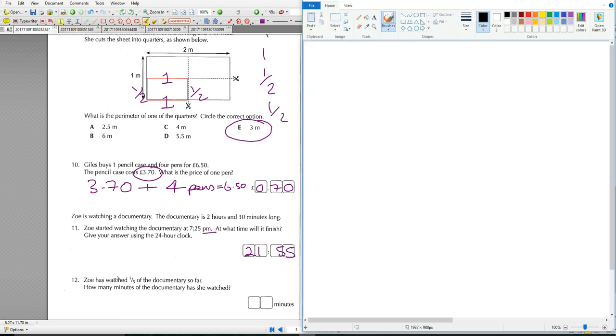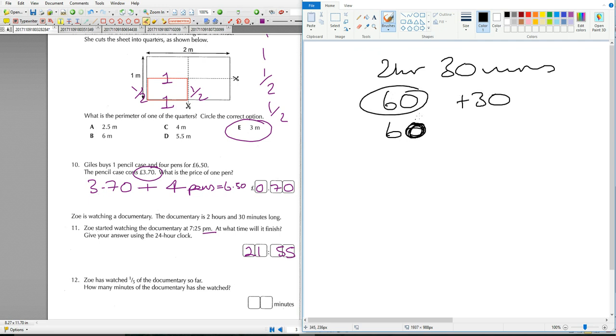Zoe has watched 1/5 of the documentary so far. How many minutes of the documentary has she watched? So if you've got 2 hours and 30 minutes, in each hour you have 60 minutes. So there's 2 lots of 60, and then you have another 30 minutes. So 60 add 60 is 120, and then you add the 30, that will give you 150.